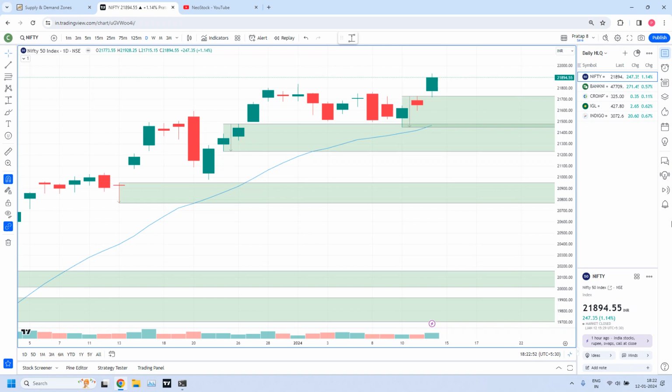So before we generate today's demand and supply zones, let us evaluate the performance of high liquidity zones generated in our yesterday's report.